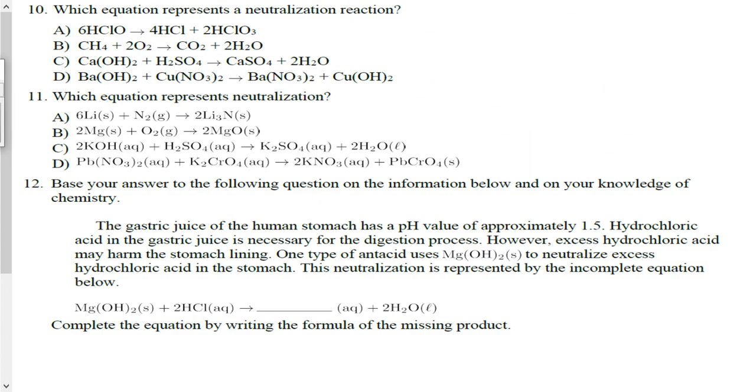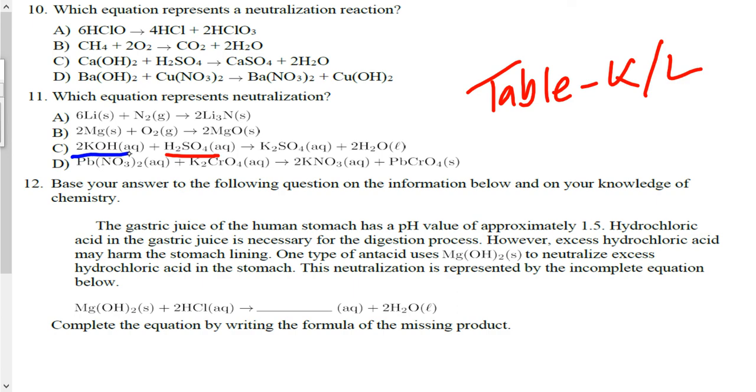Question number 11. Similar to question number 10, so you should practice this question by yourself by pausing the video and then play again just to confirm your answer. Again, use reference tables K and L. If you use reference table K, you would realize that H2SO4, sulfuric acid, is there, and potassium hydroxide is in reference table L.